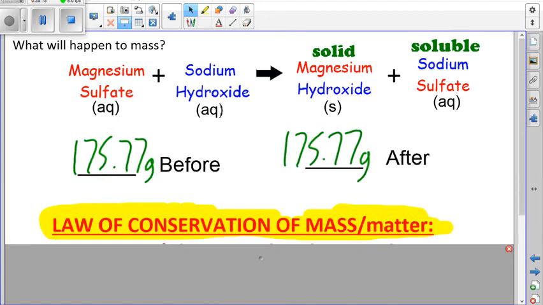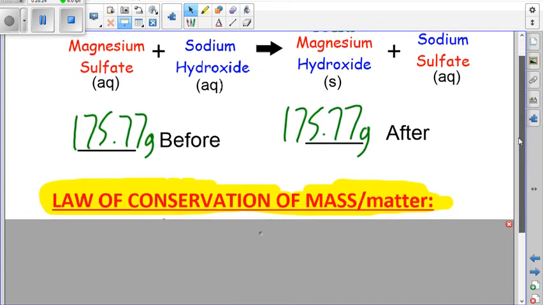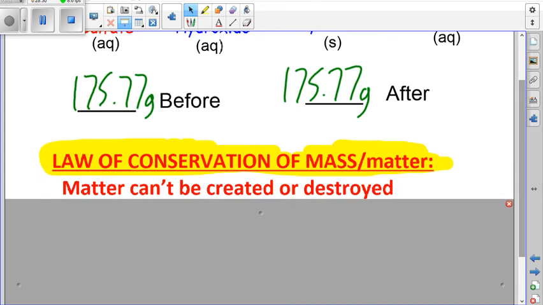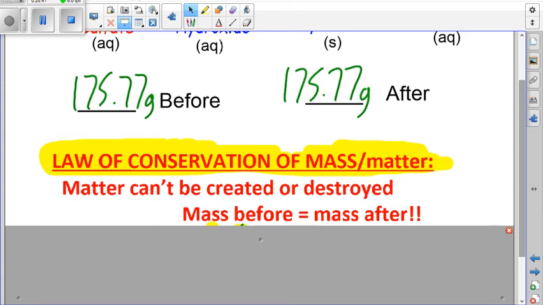This brings us to the law of conservation of mass, or matter. This is a big idea. You better know this. Law of conservation of mass: matter cannot be created or destroyed. The mass before equals the mass after.